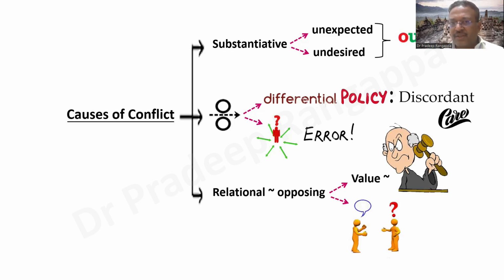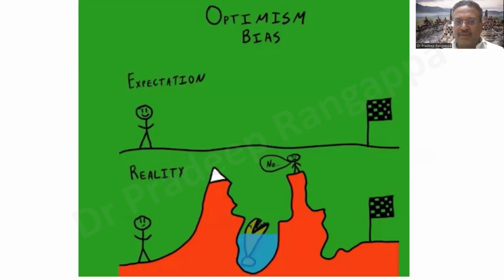So the first one is easy: an unexpected or undesired outcome leads to a conflict. The differential policy, with regards to the type of care that is given to one group of patients vis-a-vis another group, which is evident as discordant care, can lead to conflict, or a gross error in the decision making, which is quite intuitive as to why conflict arises. And relational is where there is value-based judgment with regards to certain decisions, and communication failure. So these are some of the key causes of conflict that have been referenced and identified.